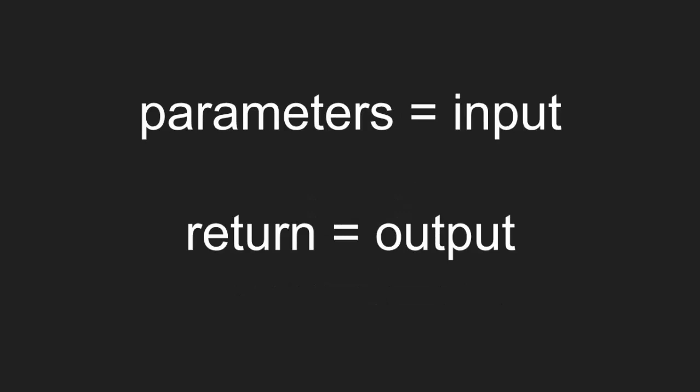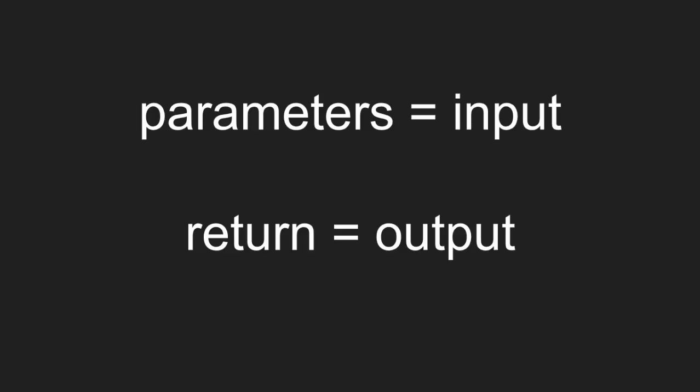Next, let's define a couple of terms. All of the parameters are the inputs, and there can be many parameters, or one parameter, or zero parameters. Parameters can be lists, strings, integers, floats, any of the data structures we learned.